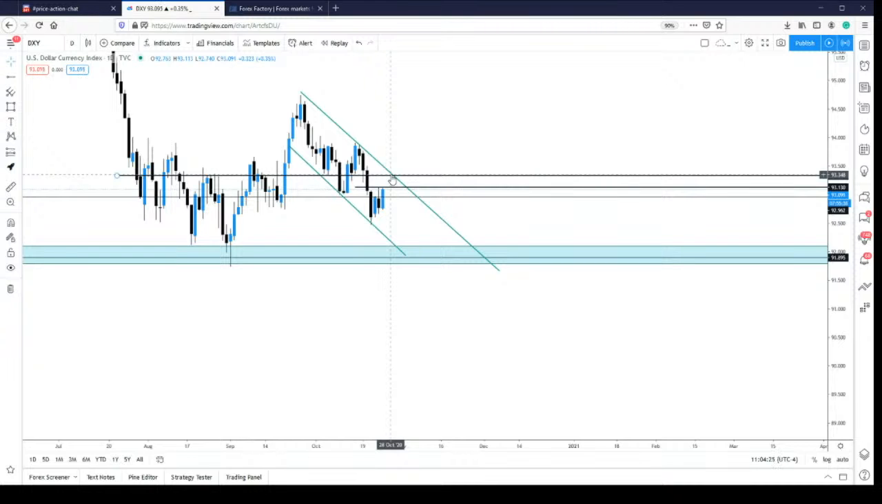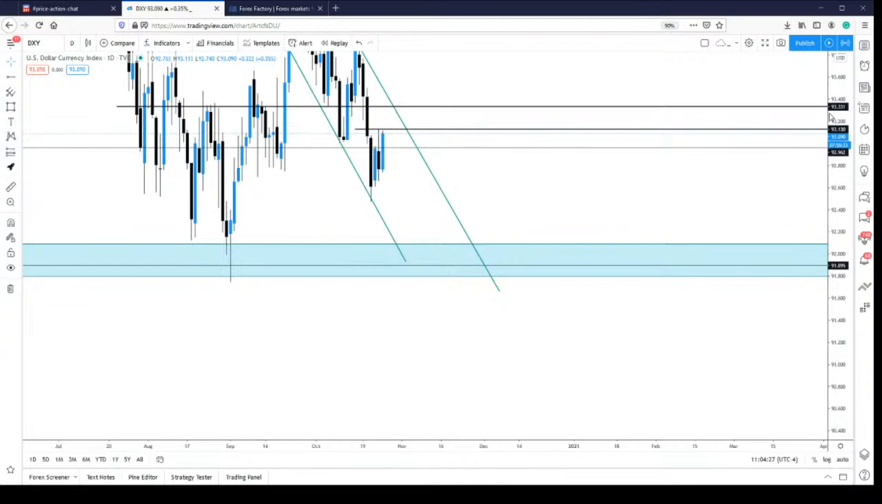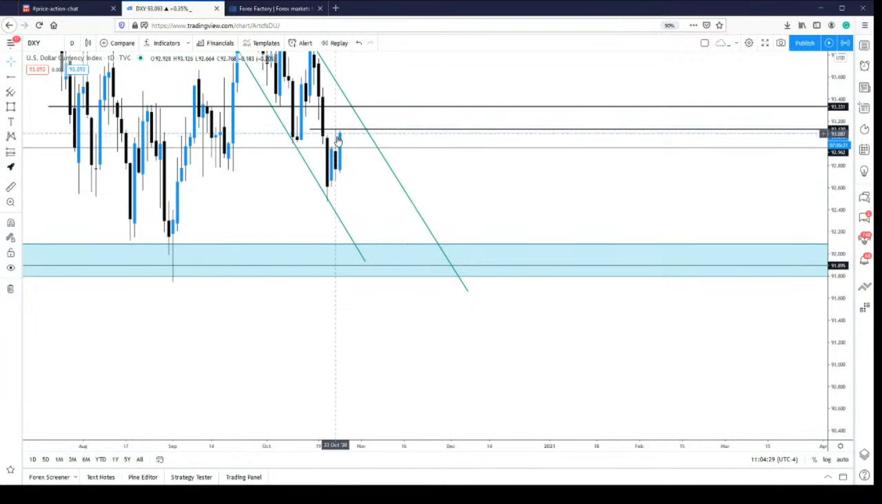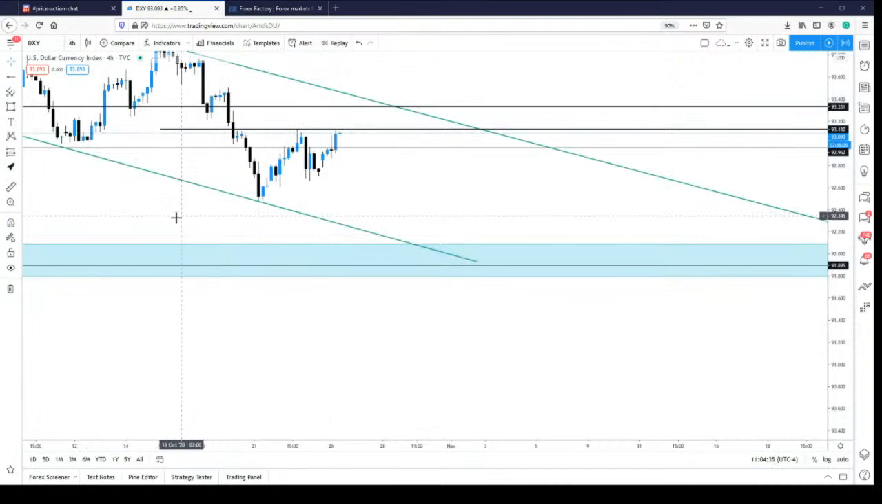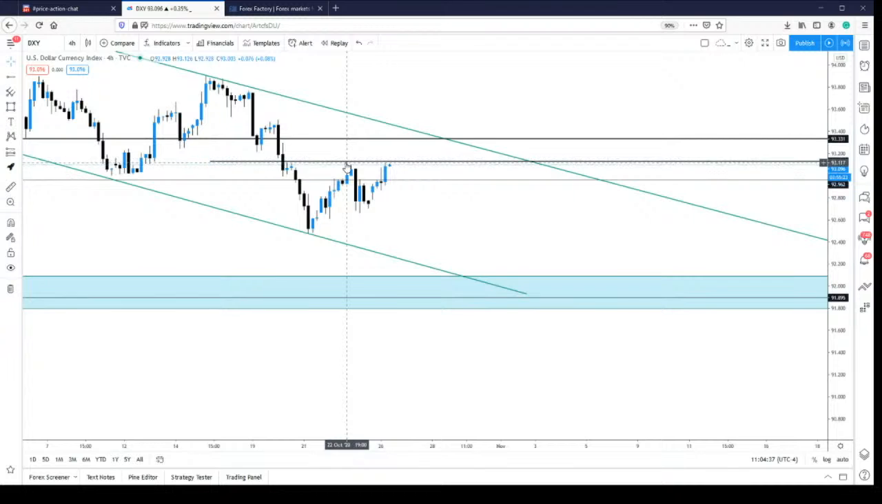We do have one thing to watch out for, and that is yesterday's high. So yesterday's high was up here at 93.12. On the 4-hour time frame, that was the high we created technically last week on Thursday, right here. And then we tried to go up there this morning.